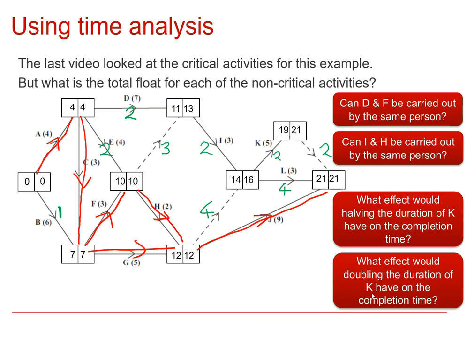However, if we double the duration of K, well, then that could potentially cause a problem. Because that's going to increase it to longer than the total float it has, it must affect the duration. So yes, doubling the length of K will actually mean that K will become a critical activity. If we started it at a time of 14, it would be taking 10 units of time now, and so it would last until 24. So the earliest we could finish by doubling K would be 24 rather than 21.